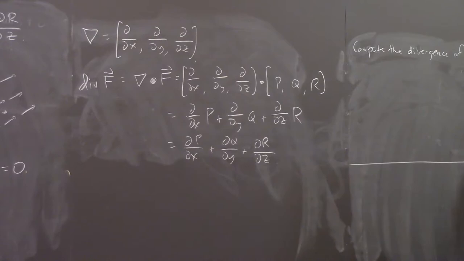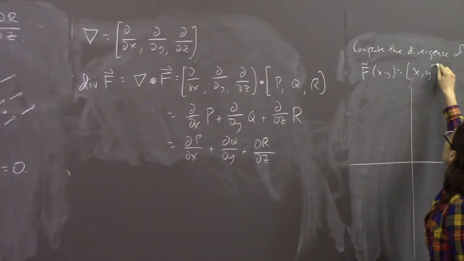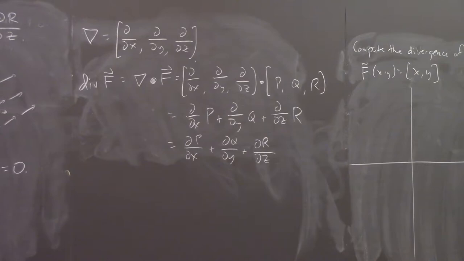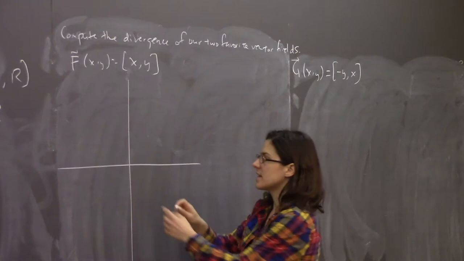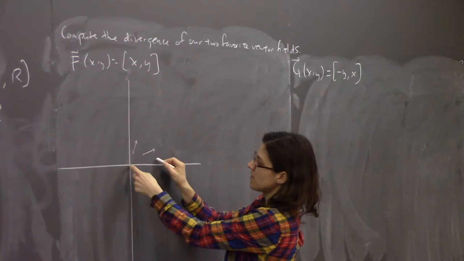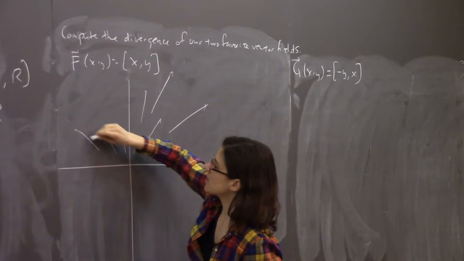Okay, so our first favorite vector field is f of x, y is x, y. And our other favorite vector field is g of x, y is negative y, x. So we'll compute the divergence of both of these guys. So x, y, that's like the Big Bang vector field. Anywhere you are, you compute your vector to the origin, and you just draw it out. Something like this. Okay, and now I'm going to stop being so careful because I'm going to try to just draw the rest of the picture. You get the idea that everything goes out.